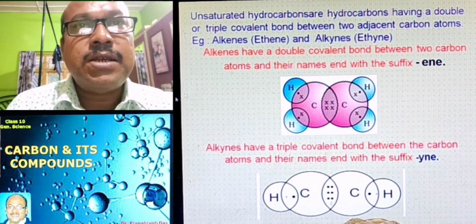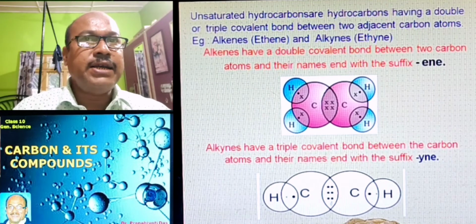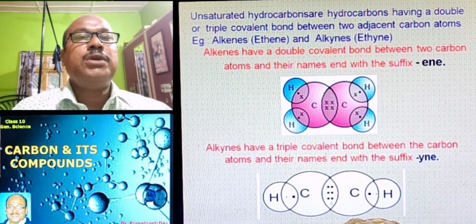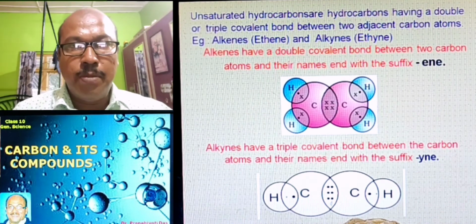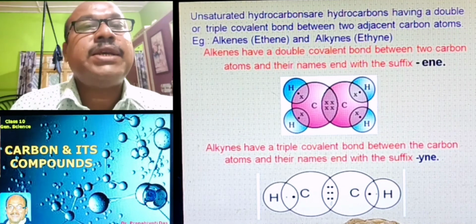But alkynes, these are also unsaturated hydrocarbons. The only difference between alkene and alkyne is that alkenes have double covalent bonds between carbon atoms, but in alkynes you will get a triple covalent bond. If the bond between 2 carbon atoms is triple, this will be called an alkyne. We can see the examples.